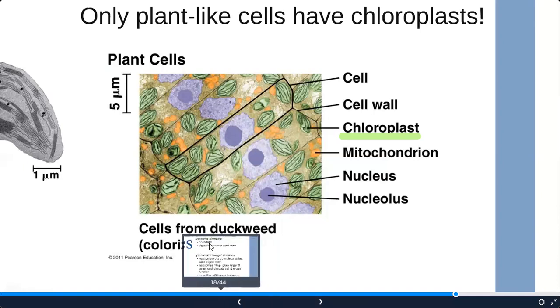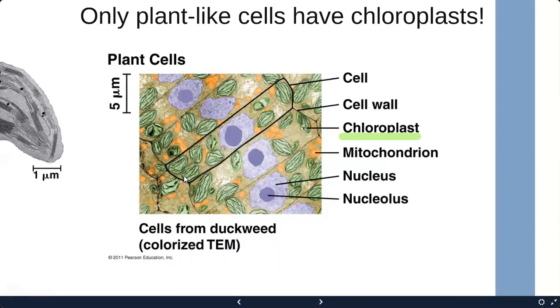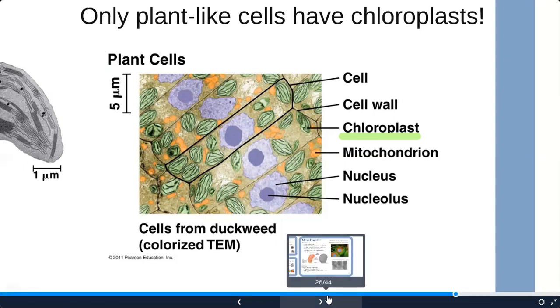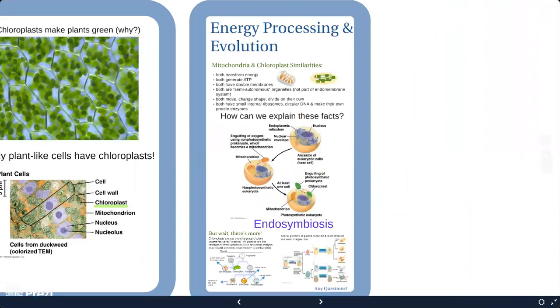So these are from a duckweed leaf, which is an aquatic plant and pretty common. You can see it's a plant cell because it's mostly rectangular. And then these are the chloroplasts. Here, I think they kind of look like squished up onions that are green. And this is colored. It doesn't look like this under the microscope. These will look green, but the rest of this won't look that way. They're dyed. Okay.